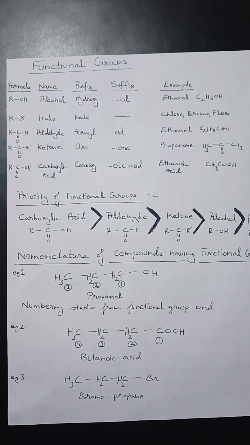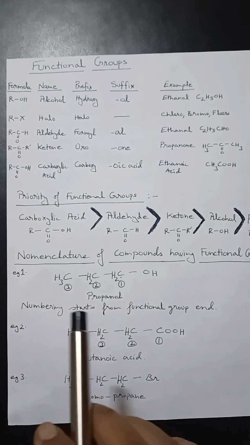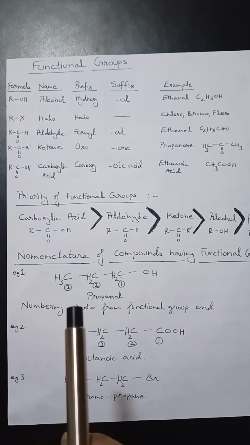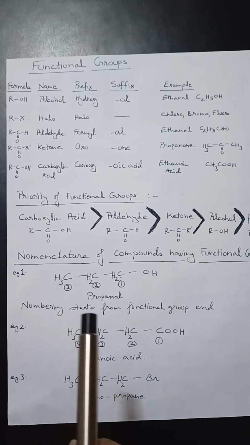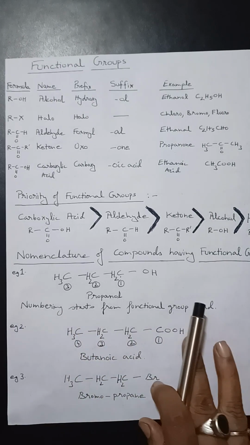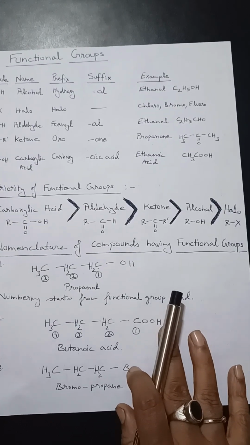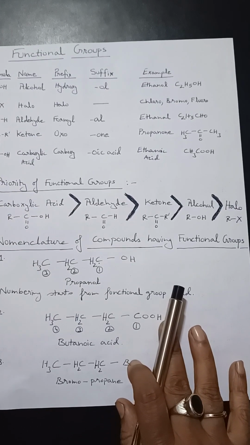Now the priority of the functional group: carboxylic acid has the highest functional priority. Then comes aldehyde, next is ketone, then comes alcohol, and then finally comes the halo group.